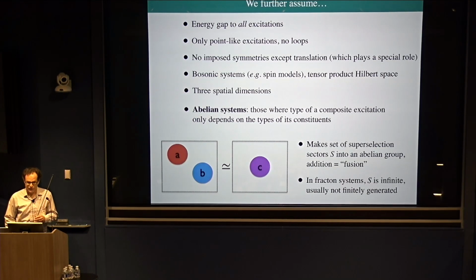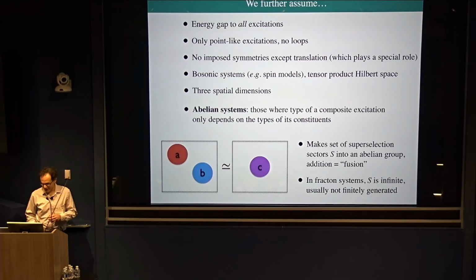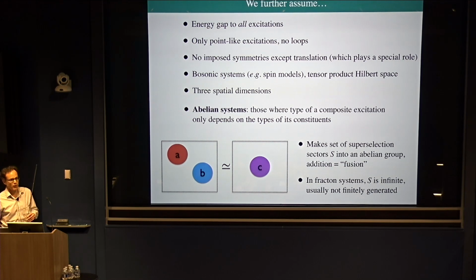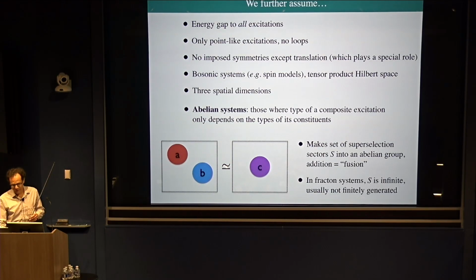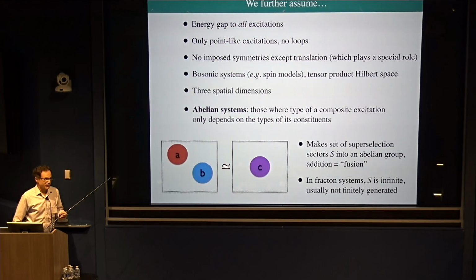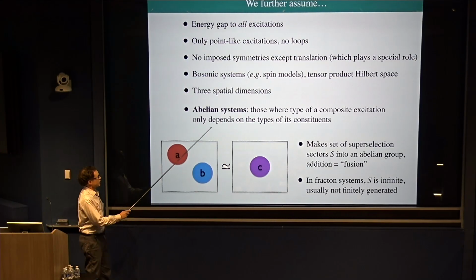OK, so some further assumptions just to lay out the ground rules of what I want to talk about and what I don't want to talk about. So I want to consider systems with an energy gap to all excitations. We'll consider systems that only have point-like excitations, so there will be no loops, like, for example, in the 3D toric code. I will not be talking about systems like that. The only symmetry that I'll impose is lattice translation, and that's going to play a special role, which I'll discuss later. And to keep it simple, we'll always talk about bosonic systems with a tensor product Hilbert space. Mostly I'll be in 3 spatial dimensions. And a very important assumption is that we'll talk about abelian systems.